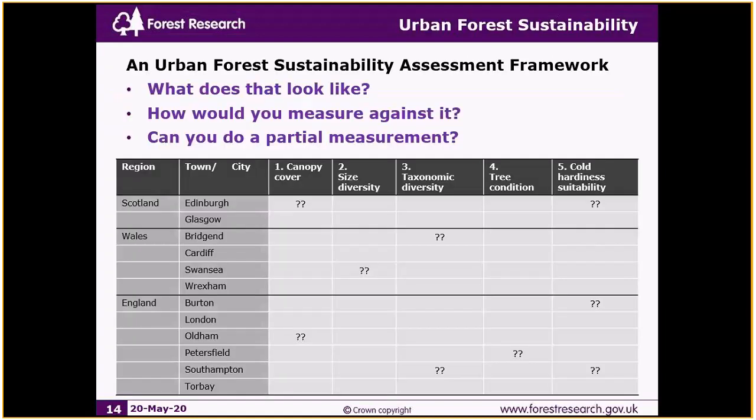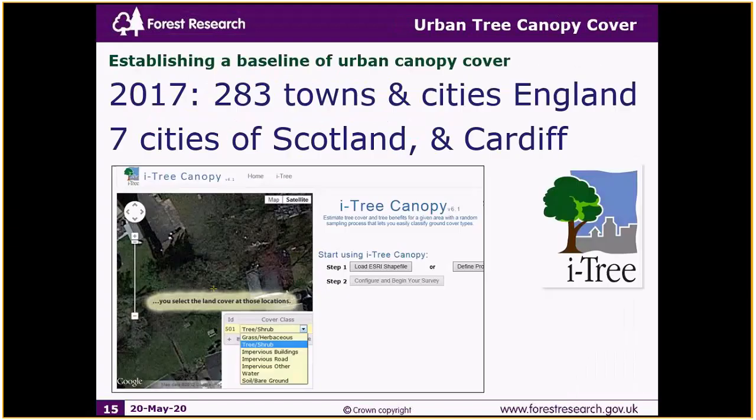So that's our introduction to the urban forest. Where we're going to go now is to look at the sustainability framework. This was presented in a paper we published earlier this year, and the framework is then applied within the paper to a range of cities and towns in the UK's nations. Essentially, we look at canopy cover, size diversity, taxonomic diversity, tree condition, and then a cold hardiness zone suitability index. And we're going to take the first 4 of these now in rotation.